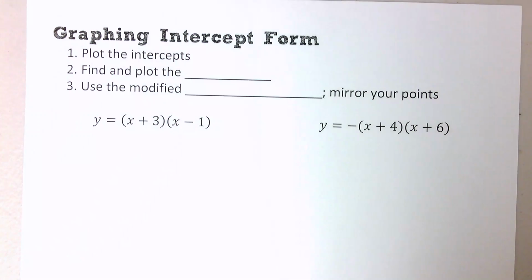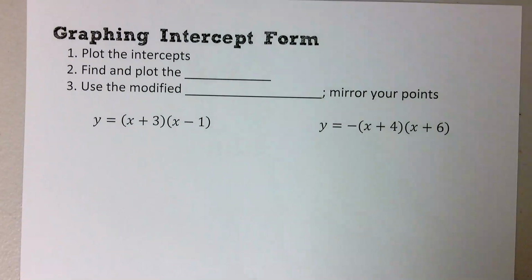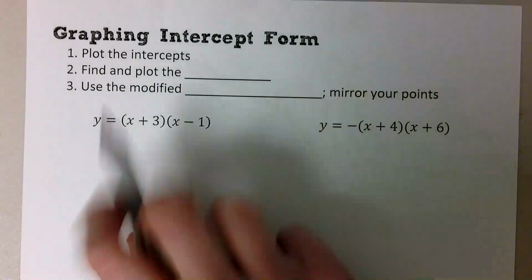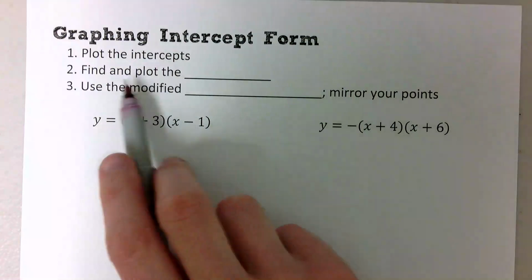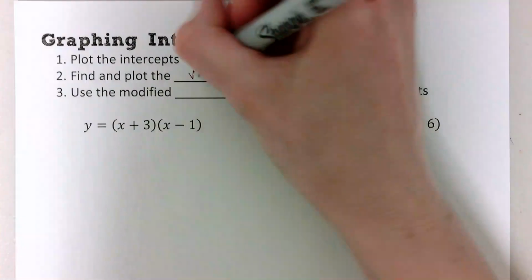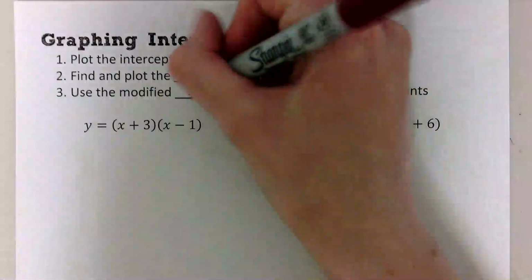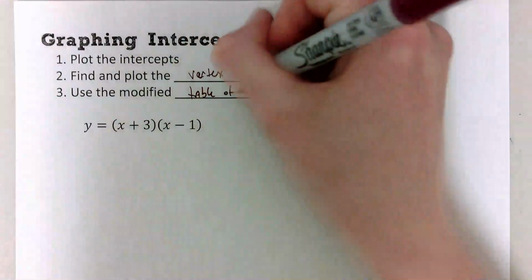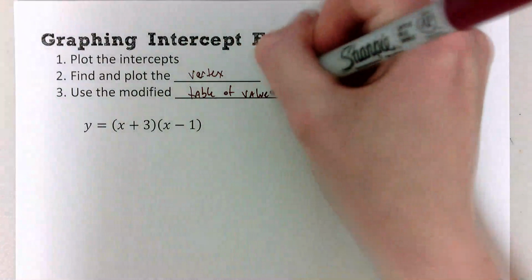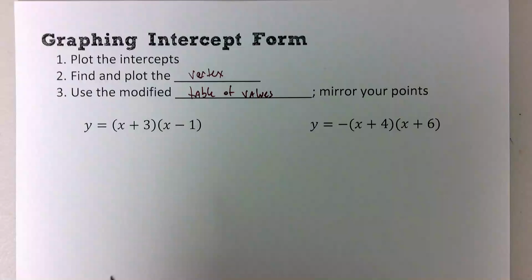All right, the next piece we're looking at is graphing equations in intercept form. So graphing these in intercept form, basically we're going to find all the information that we found last time. We're going to plot our intercepts. Then we're going to find and plot the vertex. Okay, and then we're going to use our modified table of values to graph this thing, and we're going to mirror our points over the axis of symmetry.